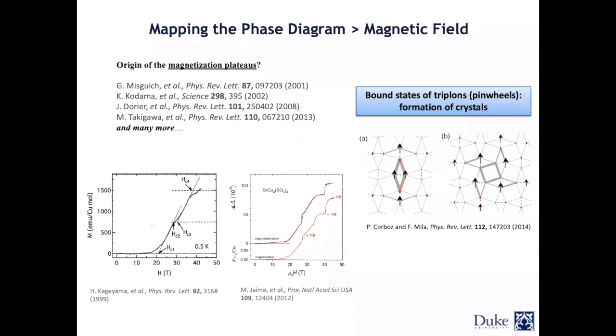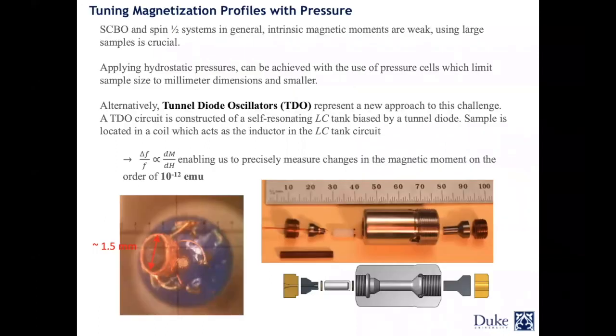Now, from our point of view, it looks like we know what's happening as a function of magnetic field, but we also have pressure. So let's see what will happen if we start to squeeze the sample in high magnetic fields, getting into this plaquette state. This is our pressure cell and this is the sample.